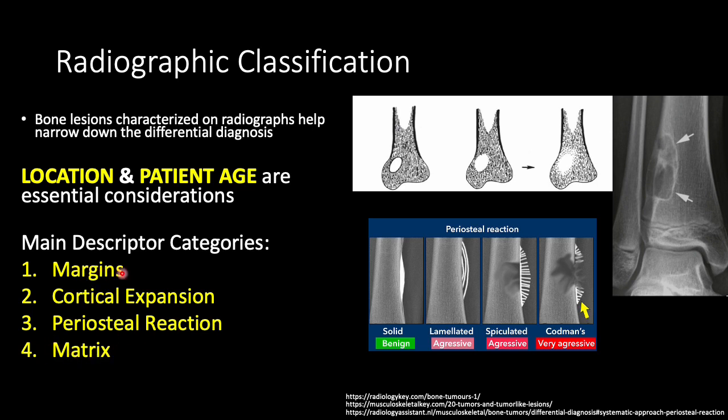The main ones to pay attention to are the margins and the periosteal reaction, which are key in differentiating aggressive and non-aggressive lesions. These pictures are just some examples of some of these descriptors. This one's just showing a very well-marginated lesion here, a little bit less well-marginated, and even less well-marginated, kind of blending with the adjacent normal bone over here. This picture is, again, showing something that's very well-marginated. This picture is showing what periosteal reaction can look like in different cases and shows the relative aggressiveness of different types of periosteal reaction, but we'll dive into each of these in more detail.